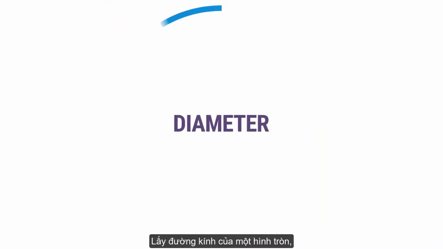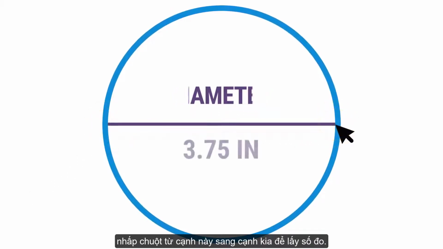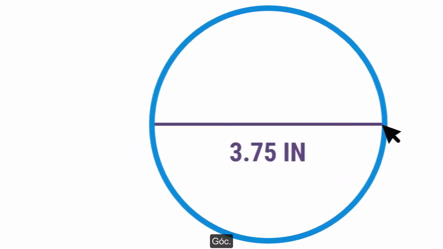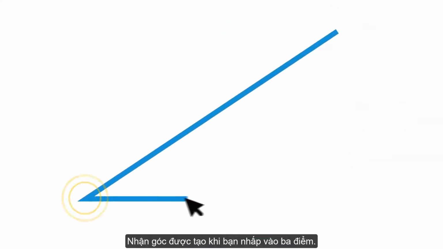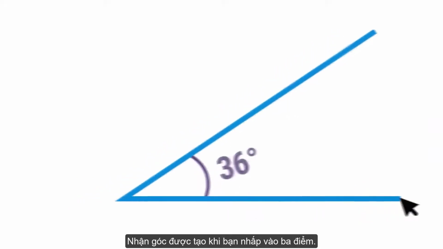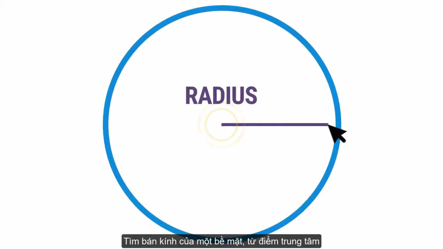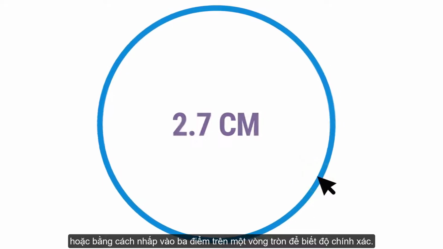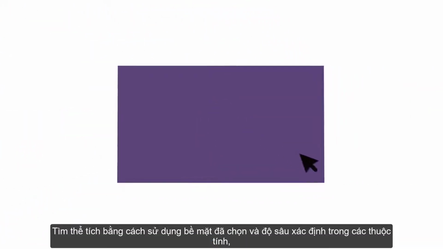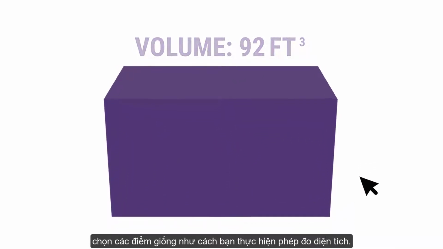Diameter. Get the diameter of a circle, clicking from one edge of it to the other to get the measurement. Angle. Get the angle created when you click across 3 points. Radius. Find the radius of an area, either from the center point or by clicking on 3 points on a circle for accuracy. Volume. Find volume using the area selected and define depth in the properties, selecting points the same way you would an area measurement.